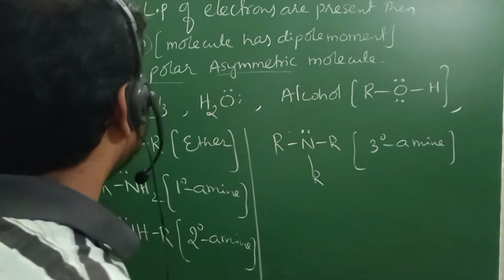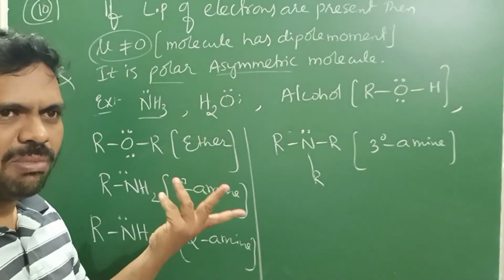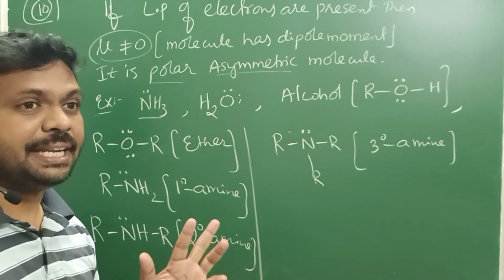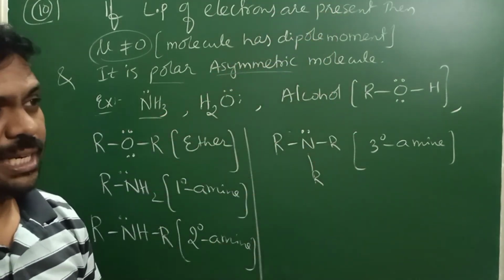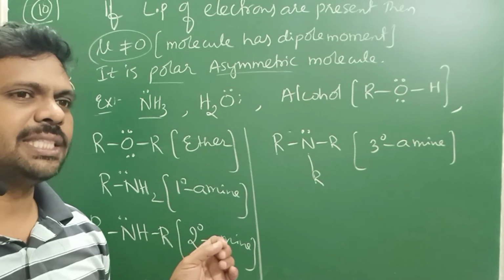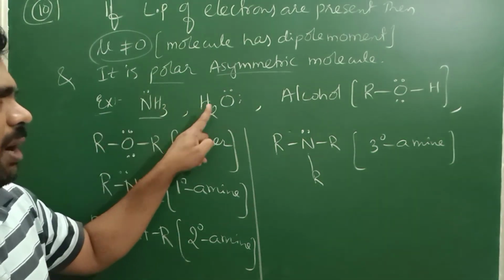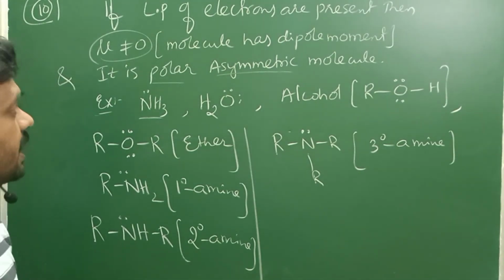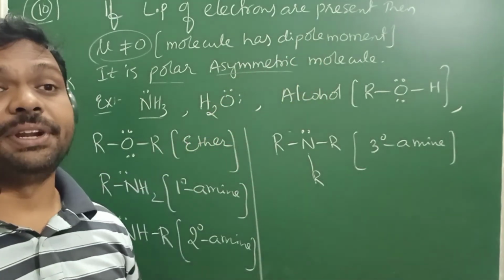Now here, if the lone pair of electrons is 0, then the dipole moment may be 0. Lone pair 0 and the central atom should be surrounded by identical atoms. Next, if lone pairs of electrons are present on the central atom, then 100% it has a dipole moment. In ammonia, nitrogen has a lone pair, water has 2 lone pairs, alcohol has lone pairs, therefore it is polar. If the dipole moment is present, 100% the molecule is polar and asymmetric.